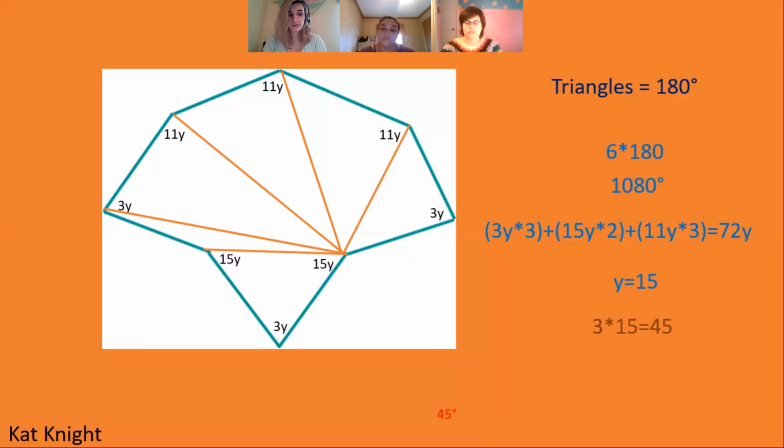3 times 15 is 45, and we put our 45s where they need to be. 11 times 15 is 165, and we put our 165s where they need to be. And then last but not least, we get 15 times 15, which is 225, and we go ahead and plug that in.